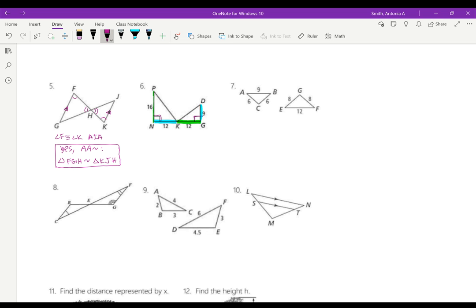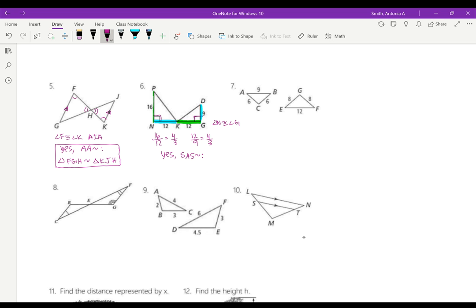So then I'm going to check the ratios. 16 to 12, 12 to 9. 16 to 12, if I divide them both by 4, I get 4/3. If I divide both of these by 3, I get 4/3. So my ratios are the same. And I have angle N is the same as angle G. So we're ending up with, yes, these are similar by side, angle, side similarity.